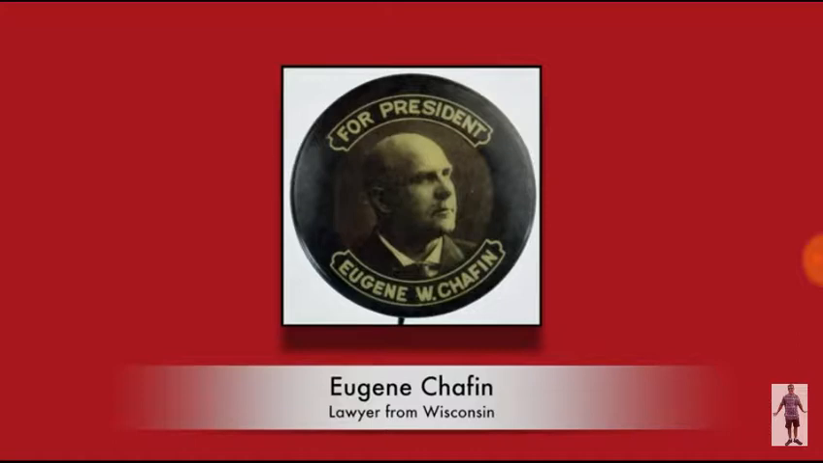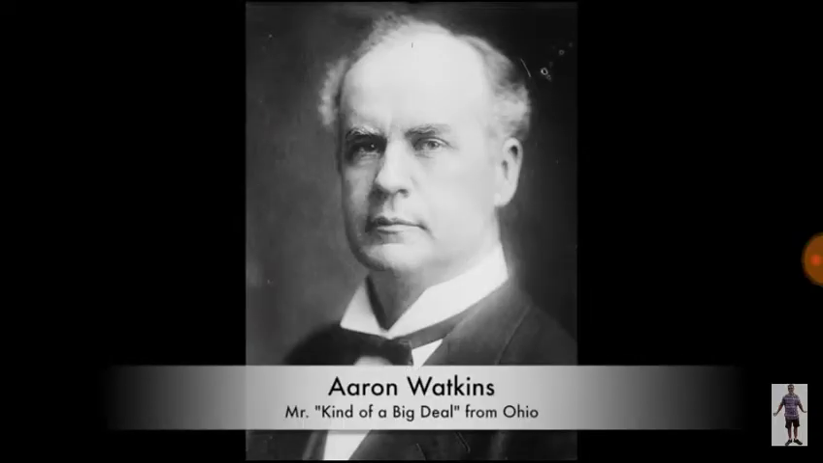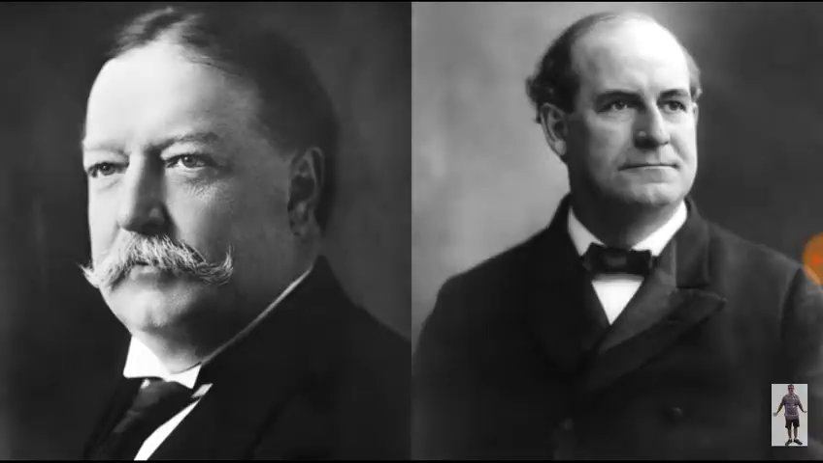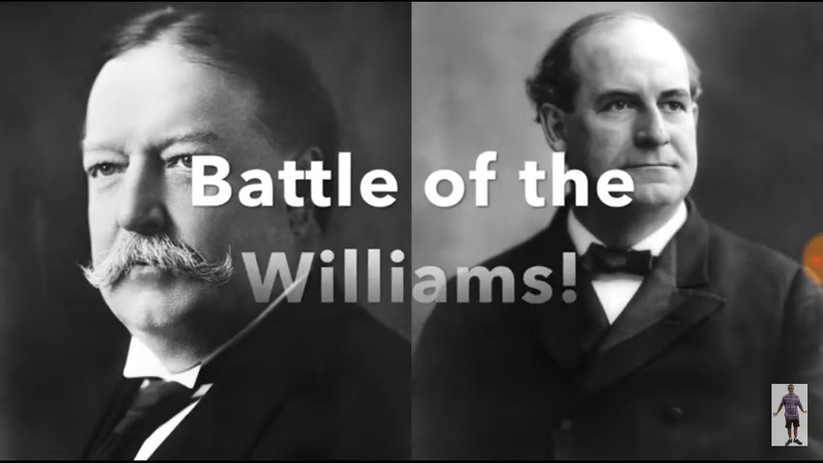The Prohibition Party nominated Eugene Chafin, a lawyer originally from Wisconsin, for president, with Aaron Watkins, an education administrator, lawyer, and minister from Ohio, as his running mate. This was another battle of the Williams.